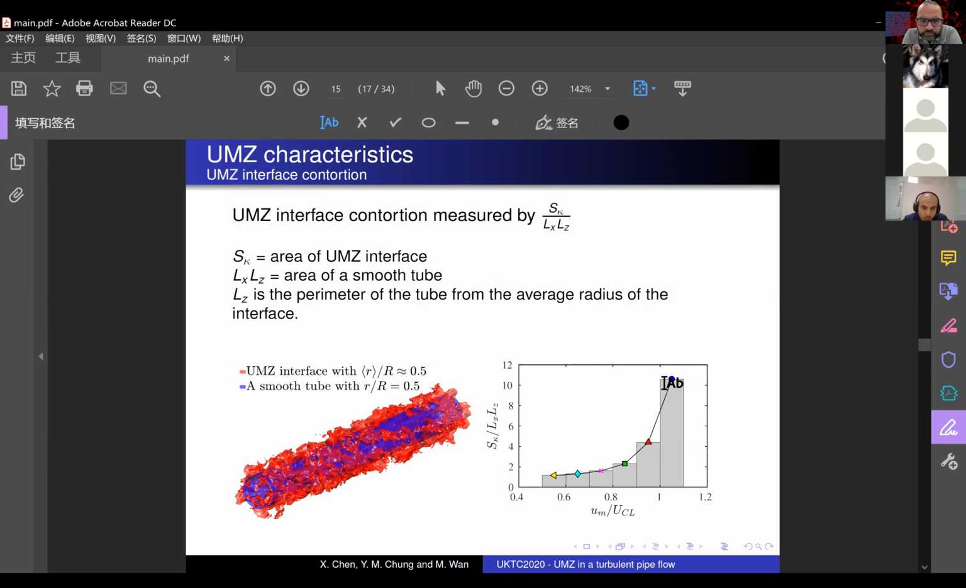The increase in the interface contortion with distance from the wall indicates the increase in the meander of the large scale motions from the wall to the center, and from small scale near the wall to large scale in the pipe center.